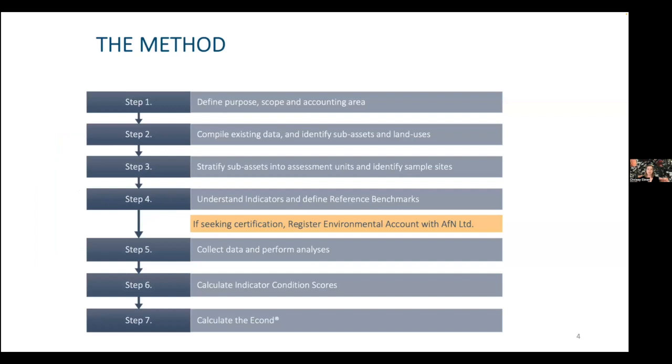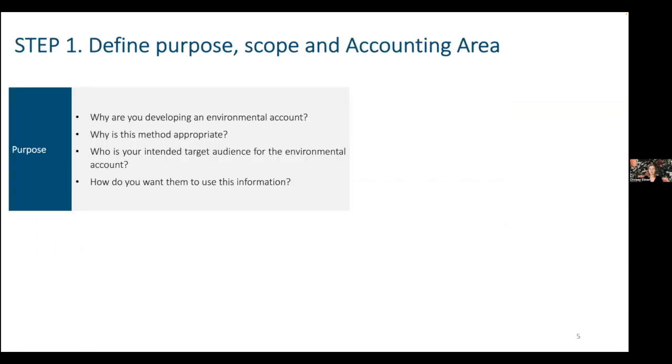And so the method implements 7 steps to generate your final Econd score. So we'll walk through each of these steps in detail. So the first step is to define your purpose, scope, and accounting area. So when defining the purpose of your environmental account, we really encourage you to think about why you're developing an environmental account and why is this method appropriate for that purpose. So what sort of decisions do you want to inform, and will this method be able to underpin those decisions?